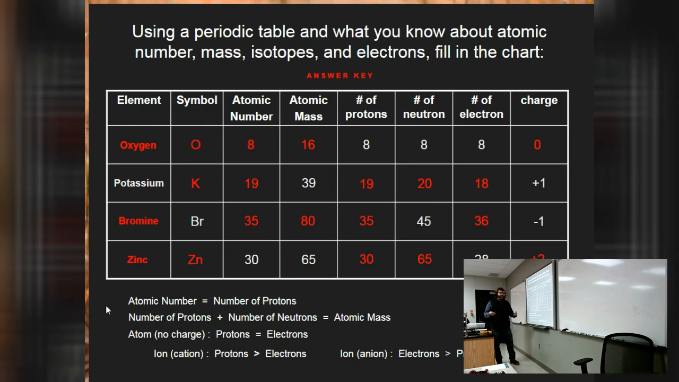Hopefully after watching this video, I know it was really short, you're able to figure out and know what an ion is, how it forms a positive charge or a negative charge, and be able to figure out how many electrons are in an ion.